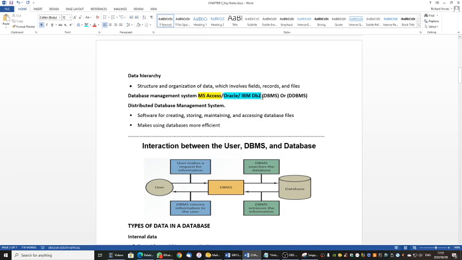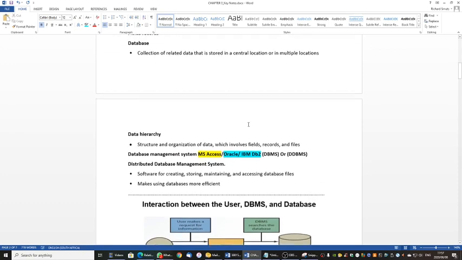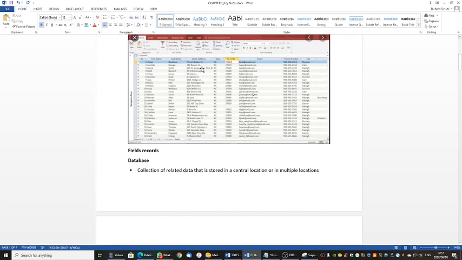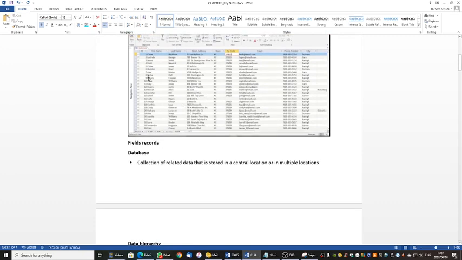You will be looking at this in second and third year. We have a database management system, which is one piece of software sitting on its own, or a distributed database management system, which is more than one database in a different location. The database management system and distributed database management system are going to be software for creating, storing, and maintaining files. If I go back to this and have a look at it, we can consider this table as a file that's made up of fields and records.